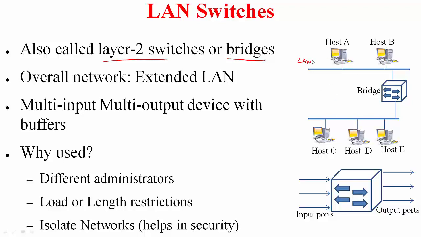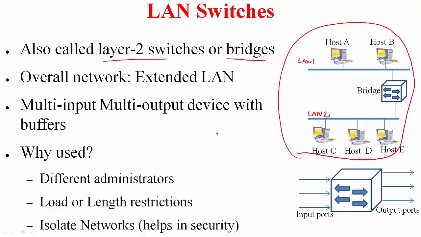So there is LAN 1 and this is LAN 2, and by interconnecting them now we have one big extended LAN. So this bridge has multiple inputs, multiple outputs. In this case it has 2 inputs and 2 outputs, but in general it can have multiple inputs, multiple outputs, and these are called ports, input ports and output ports.